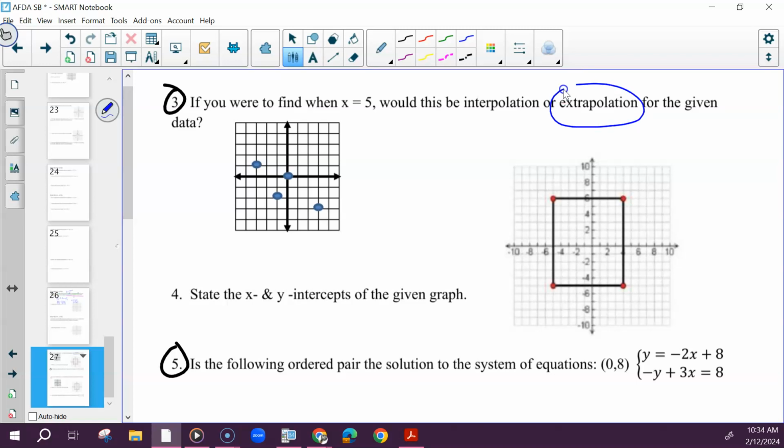Because it falls outside of the data. If they had said something between -3 and 3, that would be interpolation. But because 5 falls outside of that data, that would be extrapolation. Other questions on that one?